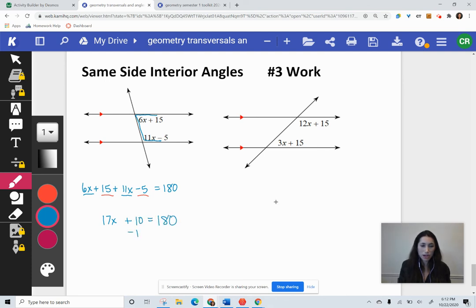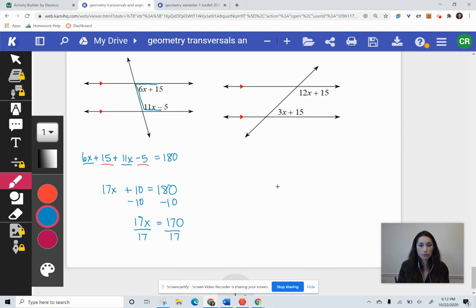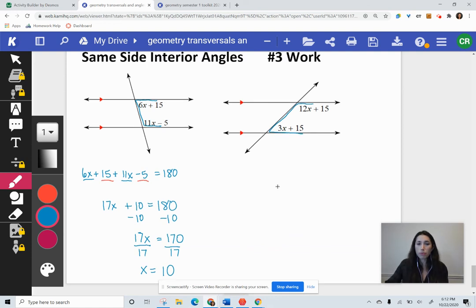And then from here, I can subtract 10 on both sides. 17x plus 10 minus 10 is 0. And then I subtracted the 10 on the other side. So I'm left with 17x plus 0, or just 17x equals 170. And the opposite of multiplying by 17 is to divide on both sides by 17. So when we do that, we're going to get x equals 10. And then you're going to use the same method. Go ahead and solve for x in our very last problem. And make sure you're labeling this on your piece of paper with number 3, work.